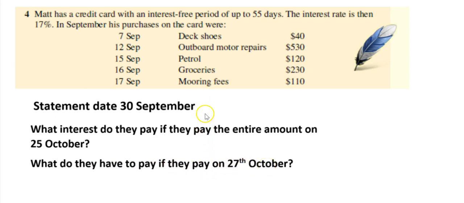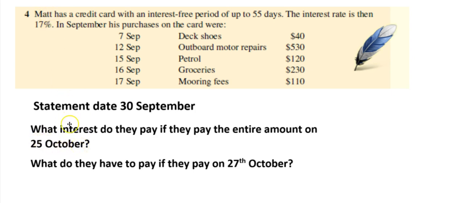So we need to keep in mind now what's actually happening. Now, these are all September purchases, so his statement is going to arrive or be sent to him on the last day of the month, which is the 30th of September. And on that bill, it will say, you have 25 days to clear all of these purchases that you made in September. So 25 days after the 30th of September is the 25th of October.